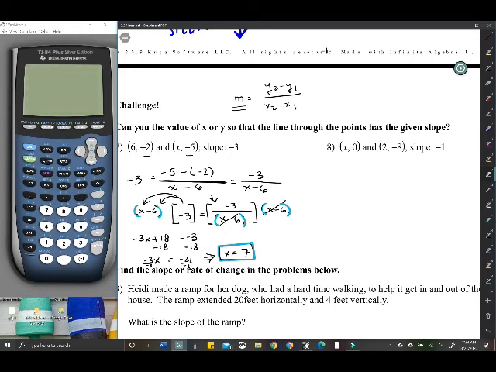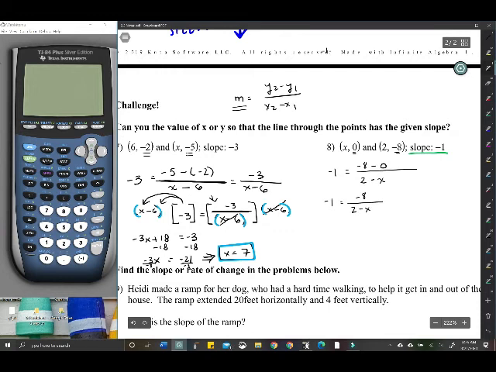Next one. x comma 0 to 8, slope of negative 1. So let's plug everything in. Slope of negative 1 just means negative 1 is equal to, all right, our numerator is negative 8 minus 0, y2 minus y1, all over 2 minus x. All right, so let's just begin to simplify. Negative 1 is equal to negative 8 minus 0, which is just negative 8. That's nice. All over 2 minus x.